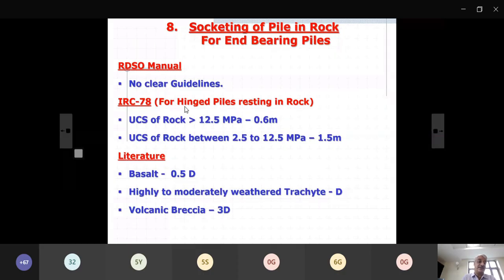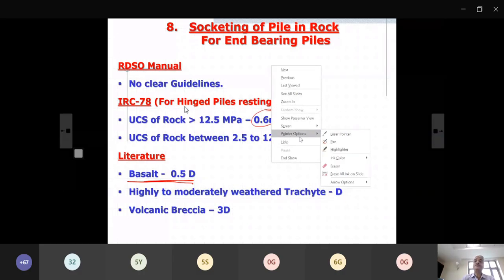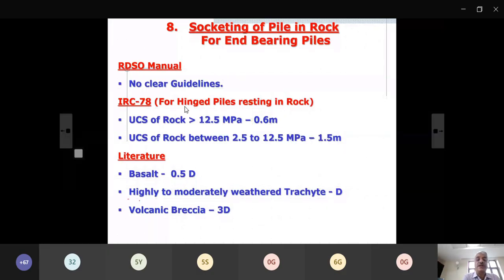If you read literature, many of the books like Tomlinson and other major books on piles, it says for basalt, basalt means very, very strong rock, basalts, granite and this sort of rocks, 0.5 times the pile diameter. So if you take pile diameter 1 to 1.5 meter, it almost comes to 0.6 meter. It comes close to that. And for highly to moderately weathered rocks like trachyte, rocks which are not very strong, it is 1 to 1.5 D, coming close to this.